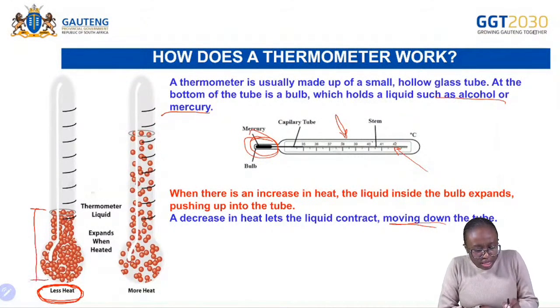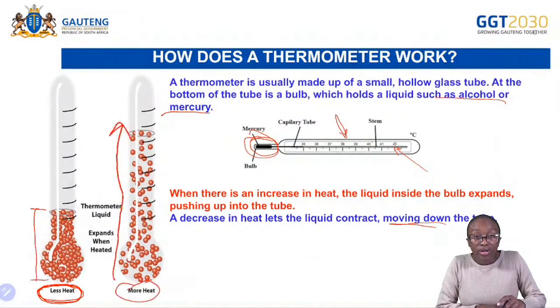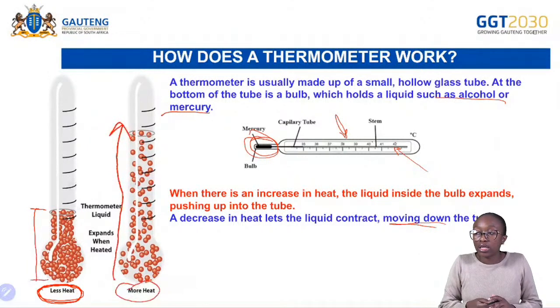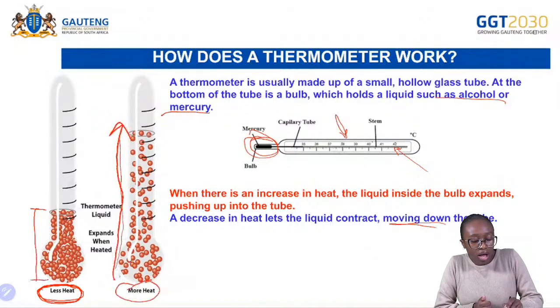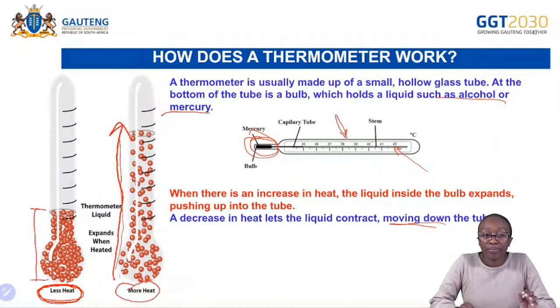If there is an increase in temperature or we add more heat, the liquid will expand and move up the tube. Remember, the spaces between the particles are now increasing, so they want more space. They want to fill up more space, so they will move up the tube.